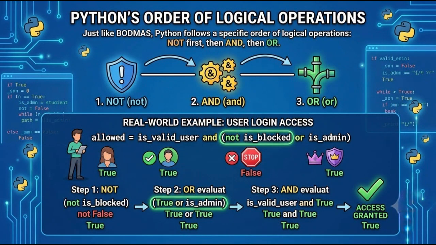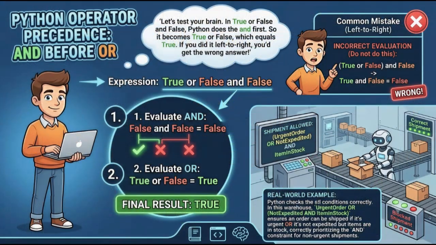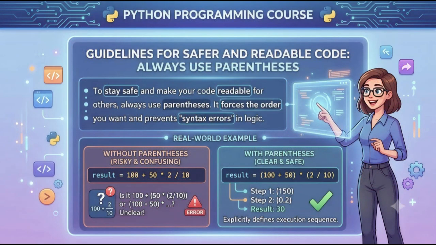Now, what happens if we mix them? Python follows a specific order of operations, just like BODMAS in math. In logic, it's NOT first, then AND, then OR. Let's test your brain. In true or false and false, Python does the AND first. So it becomes true or false, which equals true. If you did it left to right, you'd get the wrong answer. To stay safe and make your code readable for others, always use parentheses. It forces the order you want and prevents logic errors.